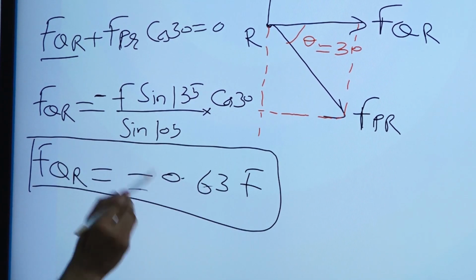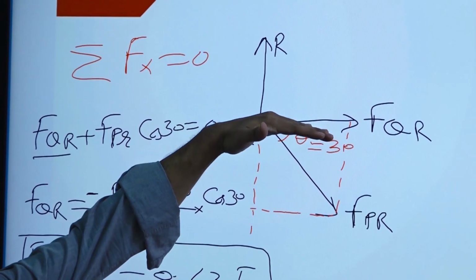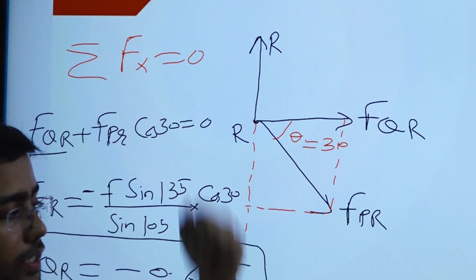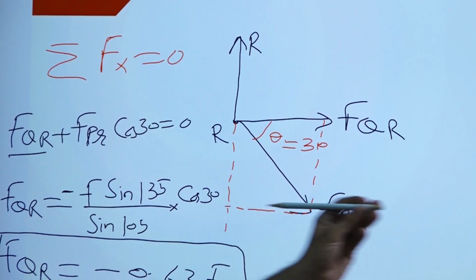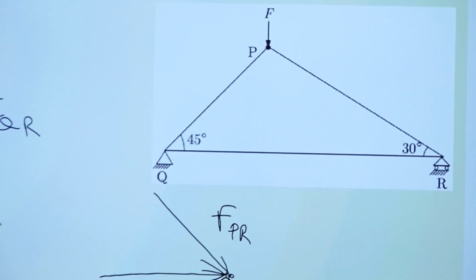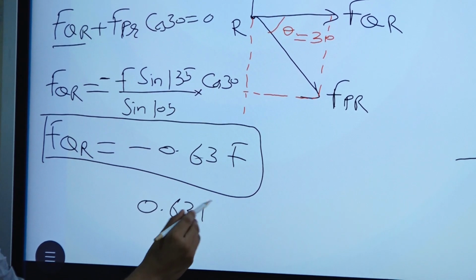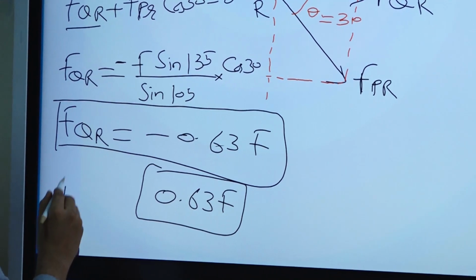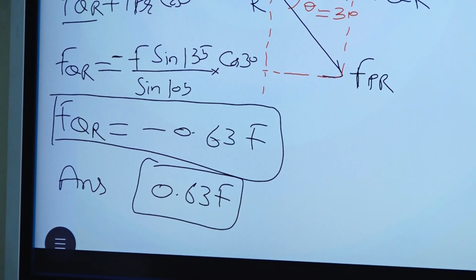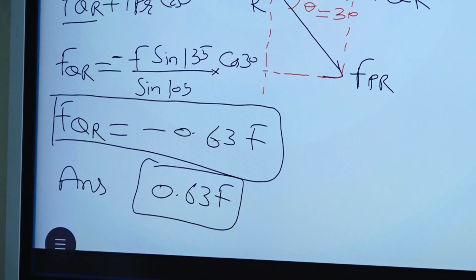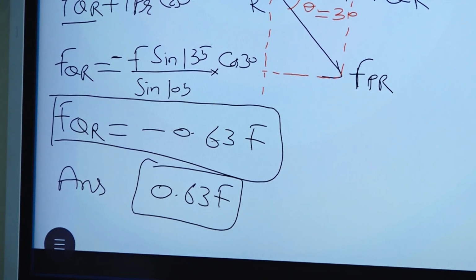What does this minus sign denote? The minus sign denotes that FQR is not acting toward this direction. It is acting in the reverse direction at this point. Okay, so now you can see the answer, 0.63 F. That will be the answer, right? There were 4 options, and out of the 4 options, this will be the answer. That's how we solve a truss problem with the help of the method of joints, right?